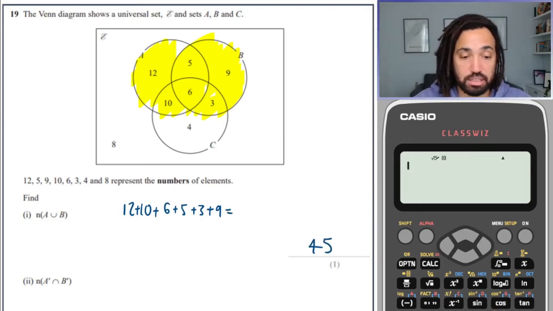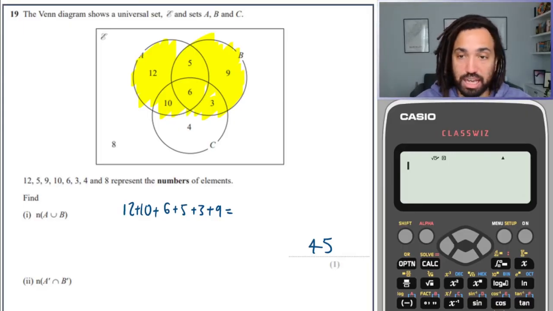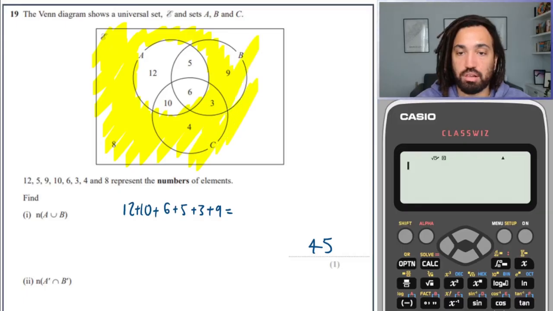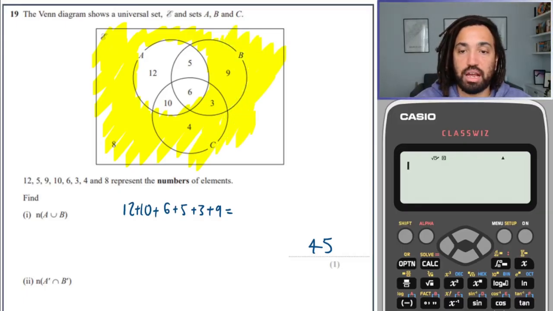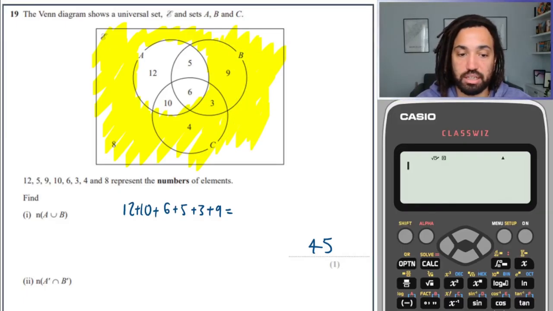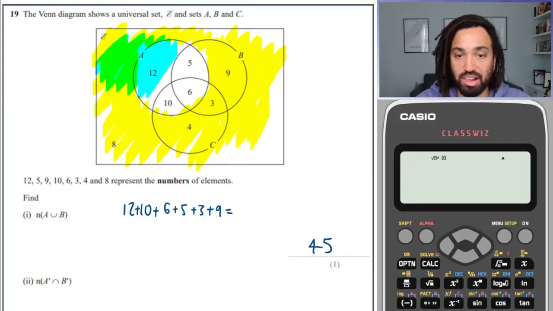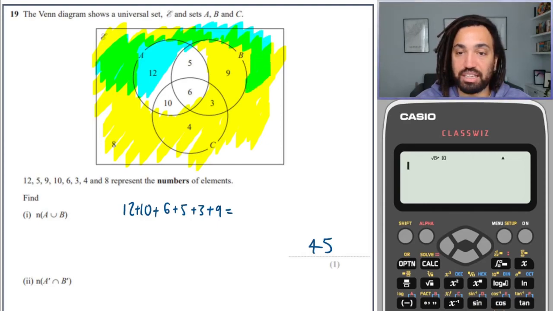Okay, next we've got not A and not B. So in order for me to do this, if I shade in not A, which is all of this, and I shade in not B, it's going to take me a while, then the intersection is where these two things overlap.